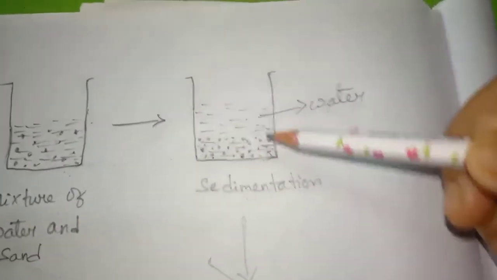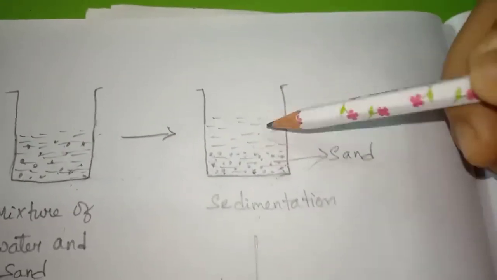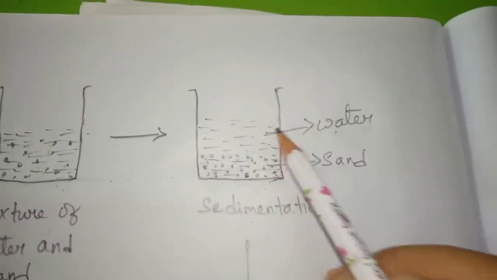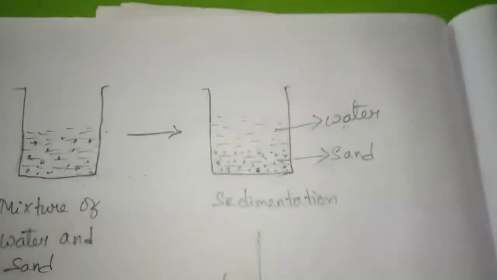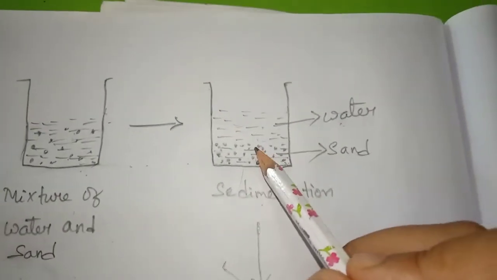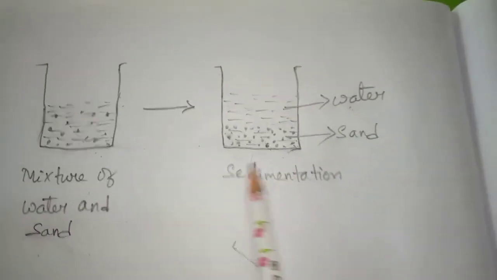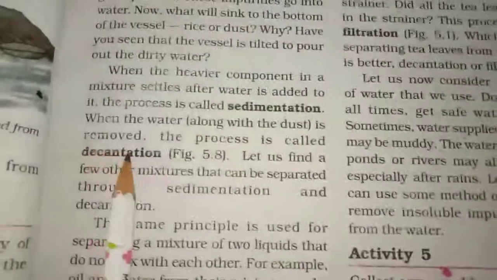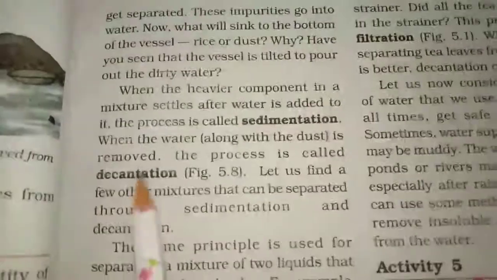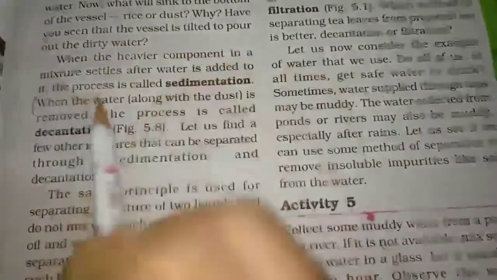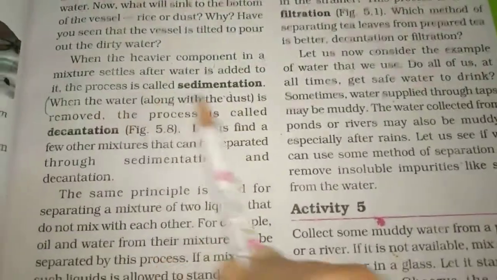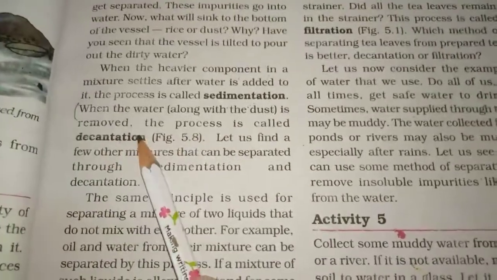Understood? In this way the sand is settled down at the bottom and water is on the upper layer. Now we can say that water is on top and sand is below. So the sand and water are getting separated. So sedimentation is also one of the methods of separation. Now let's see the definition of decantation. When the water is removed, the process is called decantation.